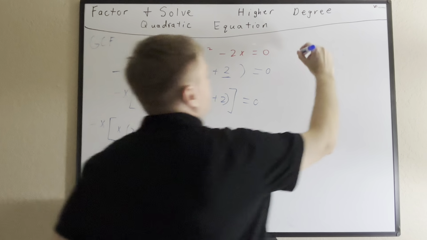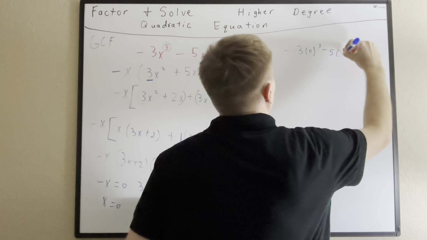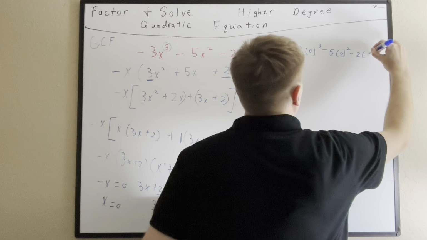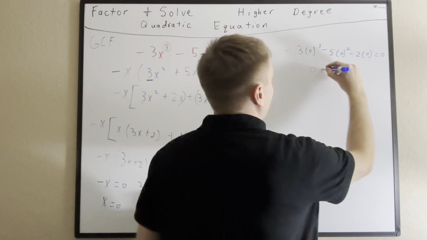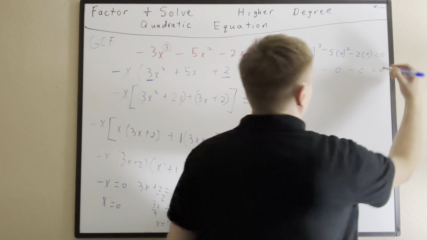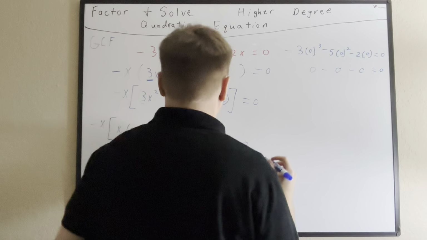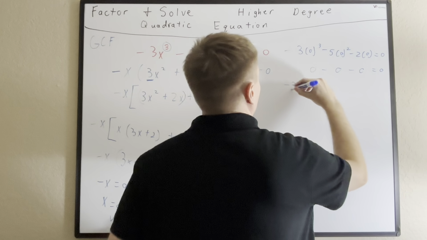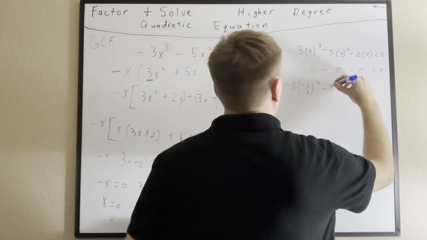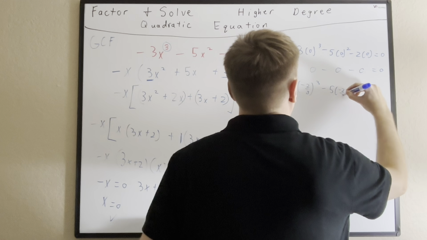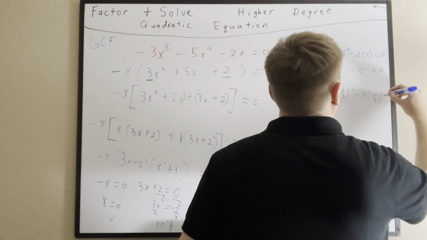So first we plug in 0, right? 3 times 0 cubed minus 5 times 0 squared minus 2 times 0 equals 0. Well, 0 minus 0 minus 0 does equal 0, so check. All right. Let's do a harder one. Negative 2/3 cubed minus 5 times negative 2/3 squared minus 2 times negative 2/3. Wow. Oof.